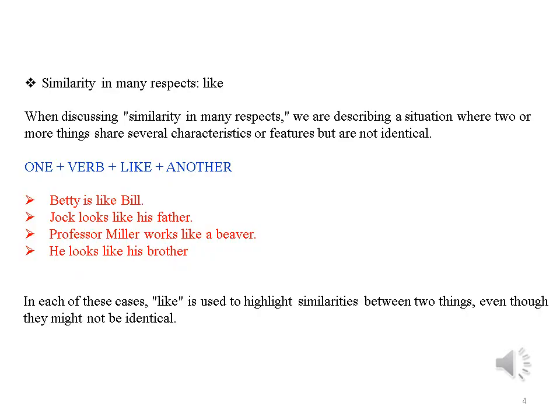Similarity in many respects, like. When discussing similarity in many respects, we are describing a situation where two or more things share several characteristics or features, but are not identical. One verb like another. Example, Betty is like Bill. Example, Jock looks like his father. Example, Professor Miller works like a beaver. Example, he looks like his brother. In each of these cases, like is used to highlight similarities between two things, even though they might not be identical.